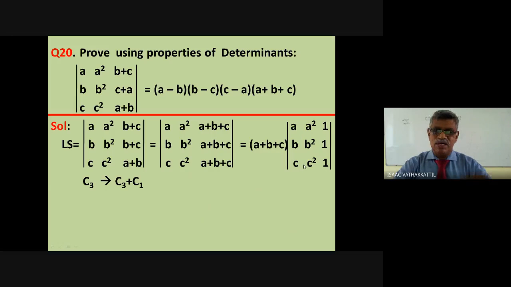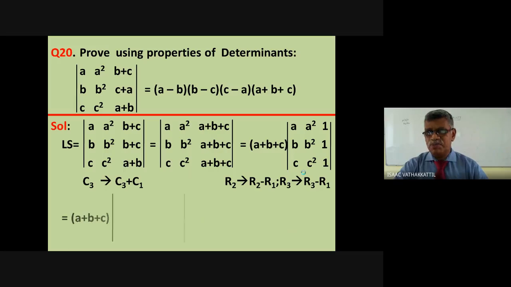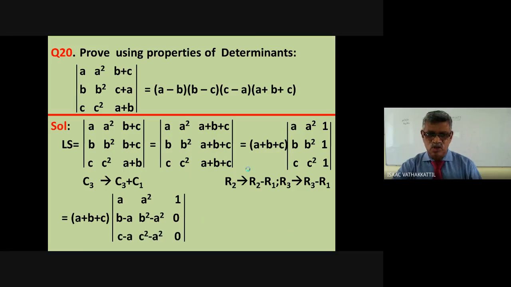And this actually we have done earlier as a beginning level question. This we have seen earlier, that is A minus B into B minus C into C minus A. What is the procedure? R2 changes to R2 minus R1, R3 changes to R3 minus R1. I don't have to explain. When I do that, R1 is as it is, R2 will be B minus A, B squared minus A squared, 0, and R3 will be C minus A, C squared minus A squared, 0. Now from the second row, B minus A is taken out, from the third row, C minus A is taken out, and I think you can proceed now.